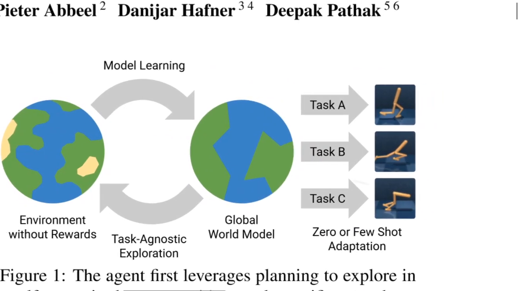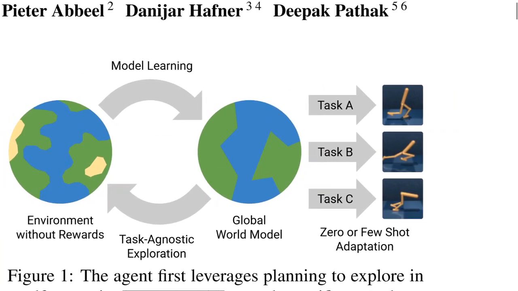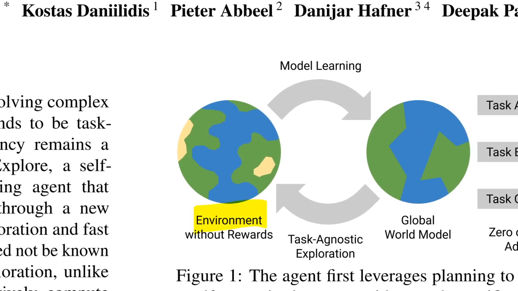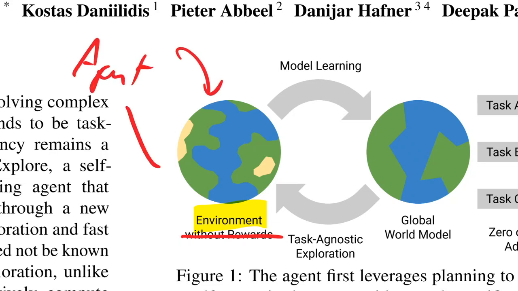So what do they mean? There's a graphic right here. In reinforcement learning, usually you have an environment and an agent, right? So you have this environment, and let's ignore the "without rewards" for now. And you have the agent, and the agent needs to interact with the environment in order to achieve a maximum reward. So the reward is given by a certain task, right? You have to do something in this environment.